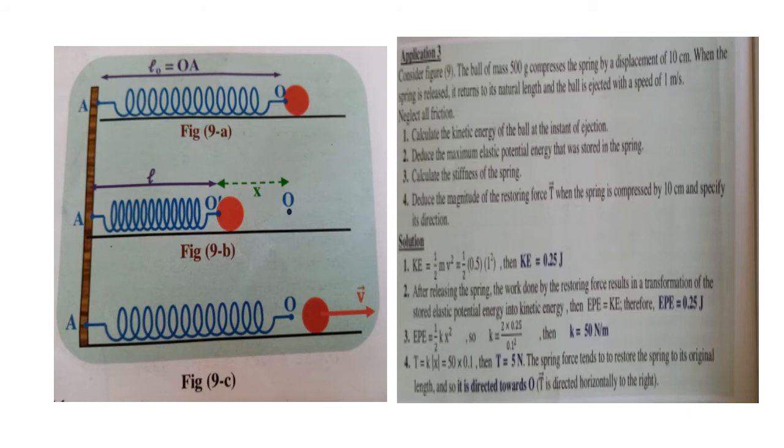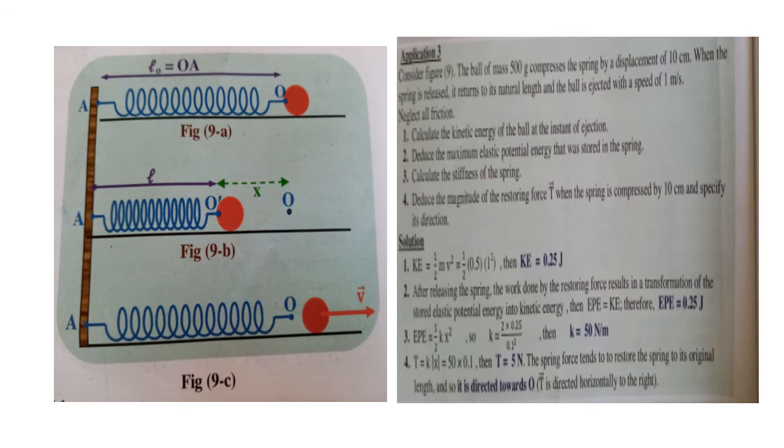Application 3. Consider figure 9, where a ball of mass 500 grams compresses the spring by a displacement of 10 centimeters. When the spring is released, it returns to its natural length and the ball is ejected with a speed of 1 meter per second.